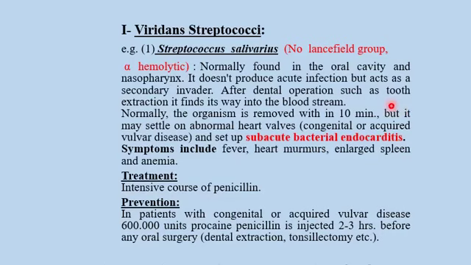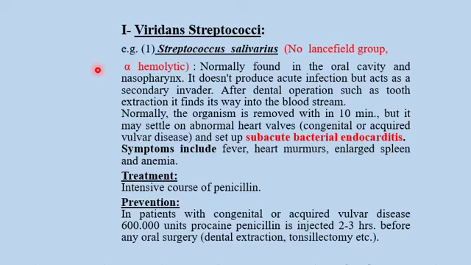First, we're going to take the viridans group, the viridans streptococci, which has no Lancefield group as we saw from the table, and it is alpha hemolytic or variable, as we said. Its nomenclature is Streptococcus salivarius, and the word salivarius comes from saliva. So this helps us to know that it is usually existing in the mouth. It is normally found in the oral cavity and the nasopharynx. It doesn't produce acute infection but acts as a secondary invader.